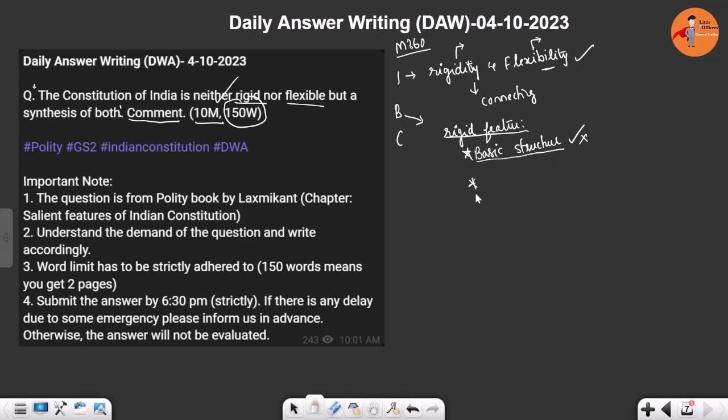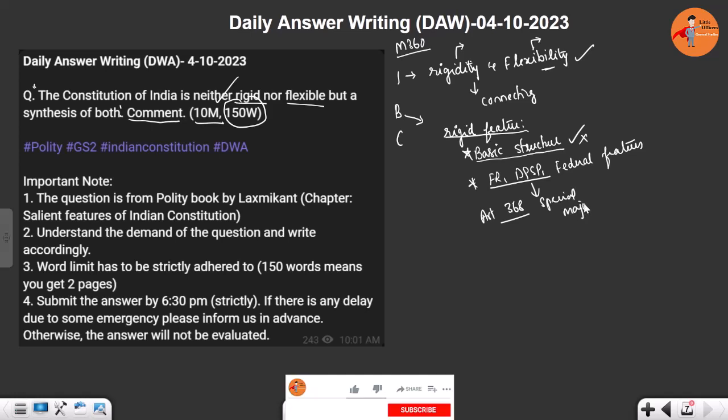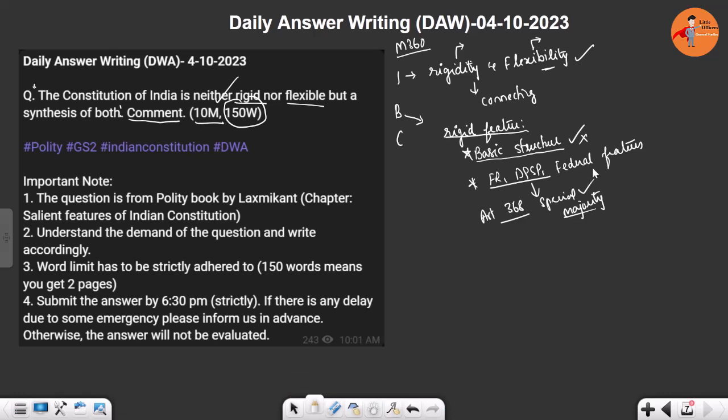Similarly, there are certain features, for example, fundamental rights, directive principles of state policy, and all the federal features. All of these have a complex process of amending the Constitution. For example, under Article 368, the constitutional amendment can be done to these only with a special majority. That means the majority required is a 2/3 majority in each house and an overall majority of the complete house. That has to be passed by each of the houses.